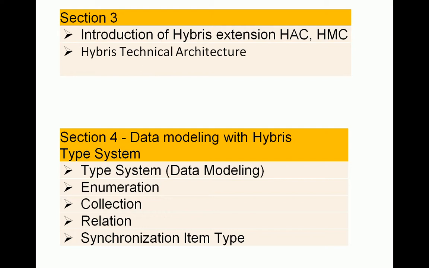Then in section 4, we see data modeling with the Hybris type system and how data modeling works in Hybris. We also touch on some configs like enumerations, collections, and relations. What is the synchronization item type in Hybris, and what is the importance of data modeling? How do you create a data model? How do you make sure that this data model helps to build your e-commerce site?